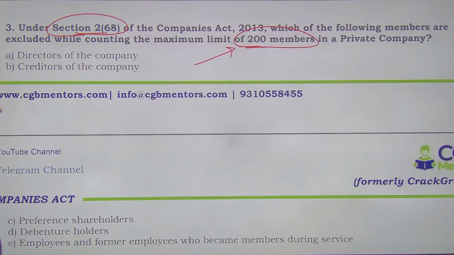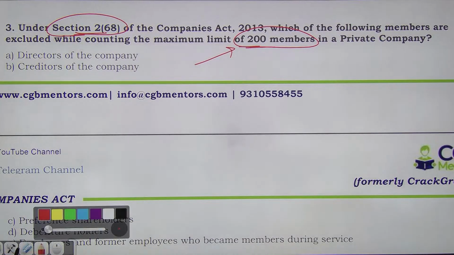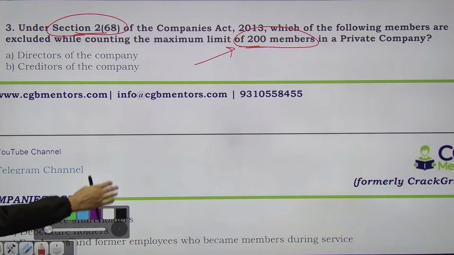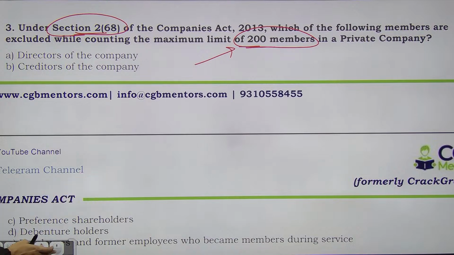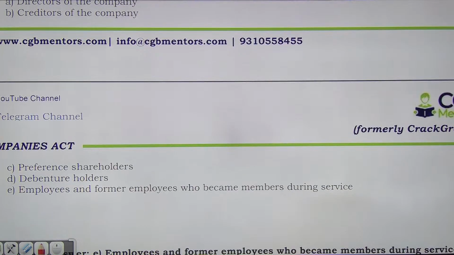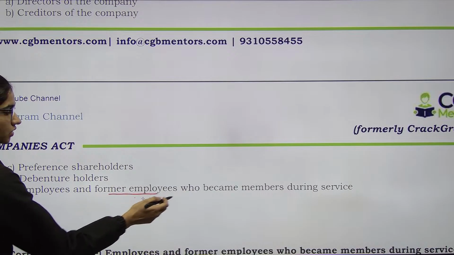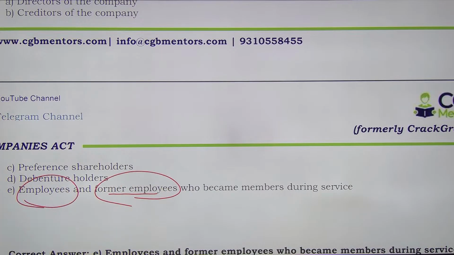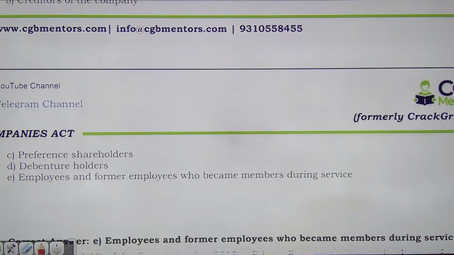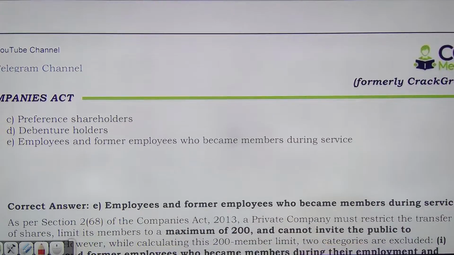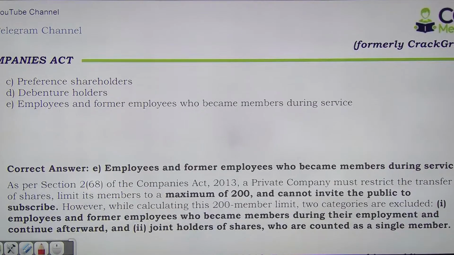Okay, so the answer to this particular question is option number E. See, option number E is telling you that any person who was an employee of the company, and who has taken the shares of the company, the person who has become a member of the company during his employment, that person will not be included, whether he is a former employee or also a current employee. So these people are not included in the limit of 200 members in the definition of a private company. So this was all about this question.